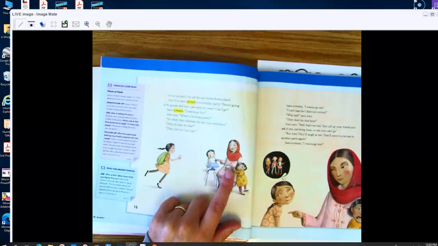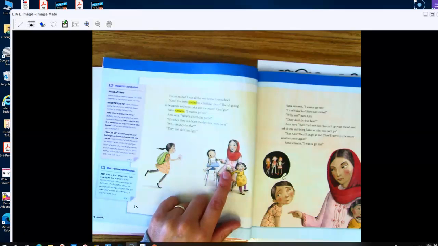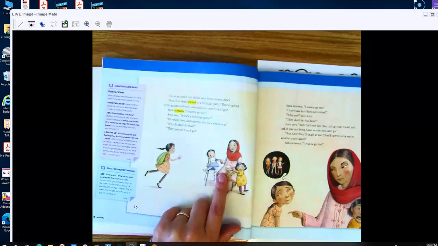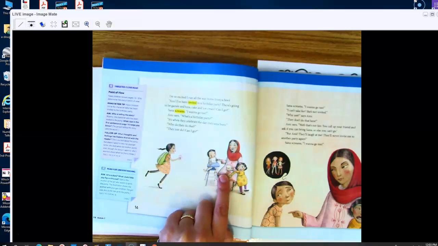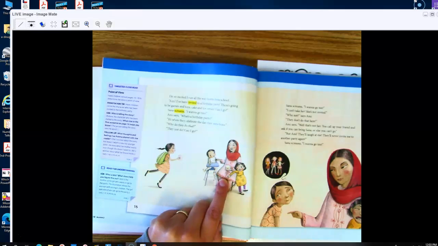So the illustration shows a woman, the picture shows a woman with younger children, and the girl asks Ami if she can go. Would she ask a little sister if she can go to a party? No. Would you ask a mom if you can go to a party? Yes. So Ami is her mom.